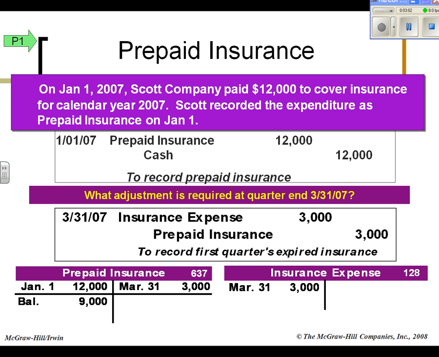Let's just look at the T accounts. There's prepaid insurance. That's an asset account. January 1st, there's 12,000 going in. March 31st, we have $3,000 being removed, showing that it's been expired. So the balance on my balance sheet as an asset for prepaid insurance is going to show 9,000. Meanwhile, on my income statement, I'm going to show the expense of $3,000.